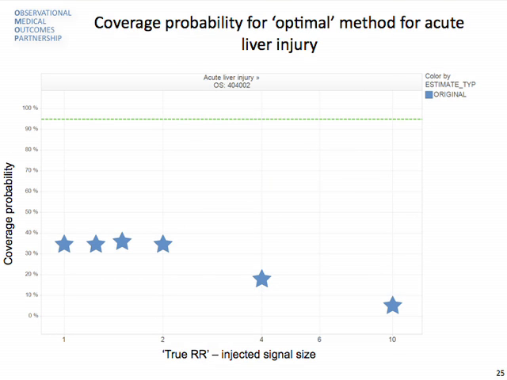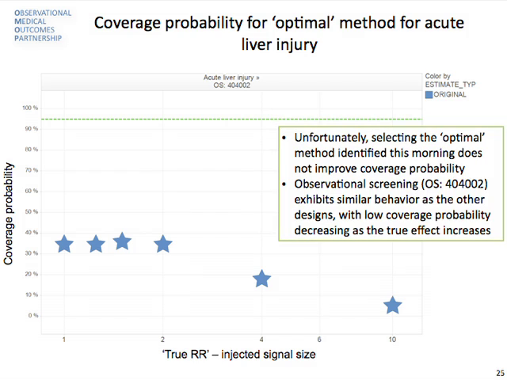Unfortunately, you remember Martijn and David saying that the published literature method didn't work so well, but we've got an optimal that seems to do better. Problem is, even when we apply our optimal method, even if we select in this context the self-controlled cohort design within observational screening, we still have the same problem. And in fact, across all the methods we tested, across all the outcomes, and across all the databases, our coverage probability was poor, less than 50%.